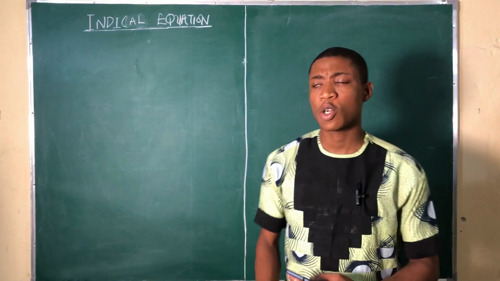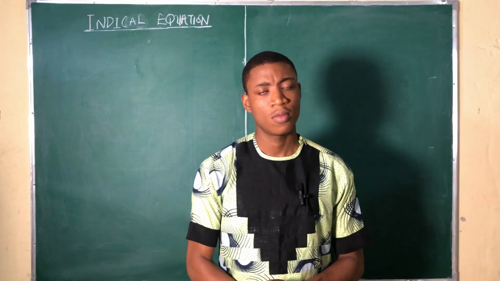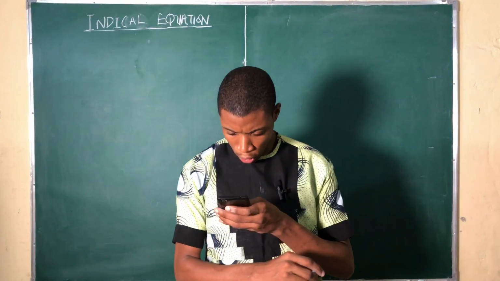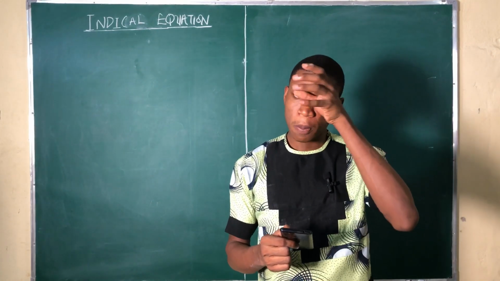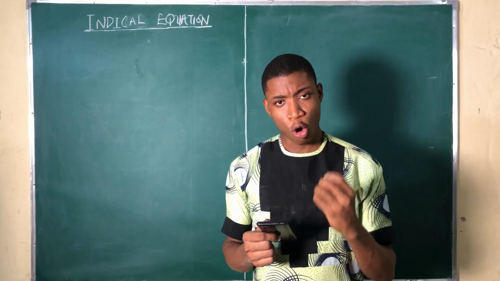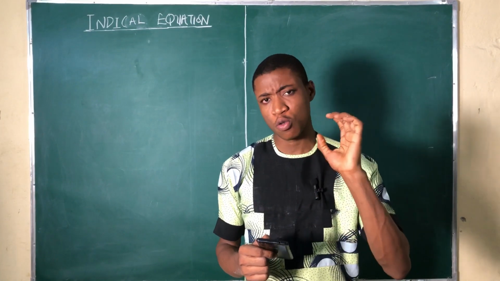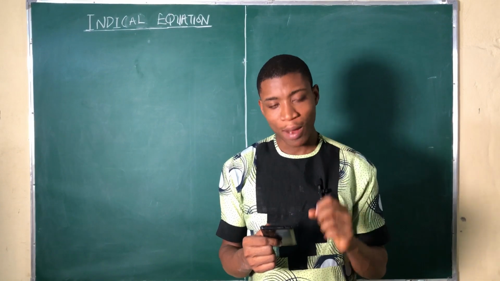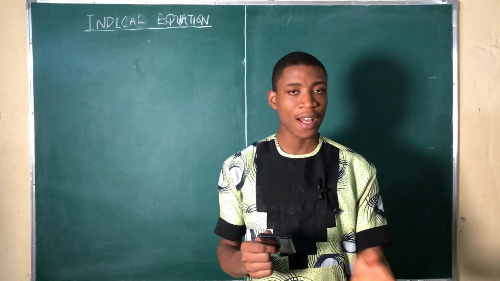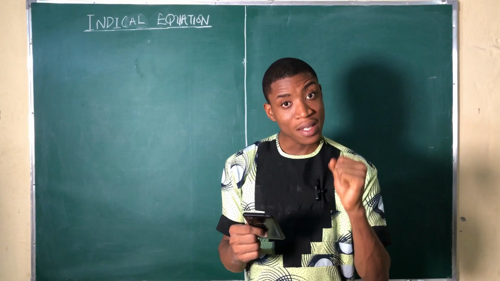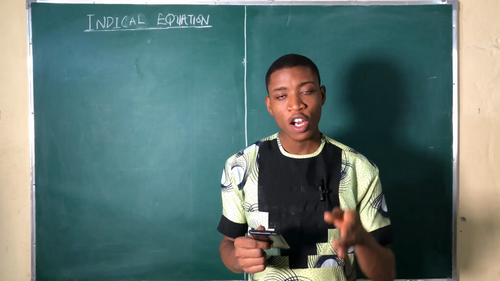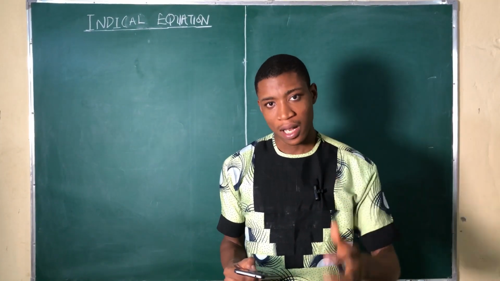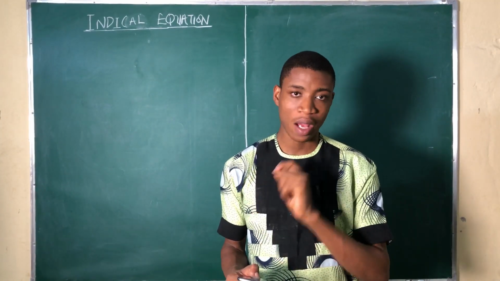Okay, now, so we're talking about indicial equations. So first of all, what is an indicial equation? Take down: these are equations in which the index or the power is unknown. The index and the power are unknown in an indicial equation. So what's the way forward? They are solved by expressing both the left-hand side and the right-hand side in the same base. Therefore, the same base will be cancelled out and the power will be written as the answer. So that's what indicial equations are.